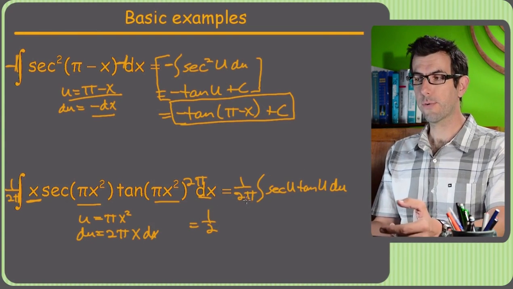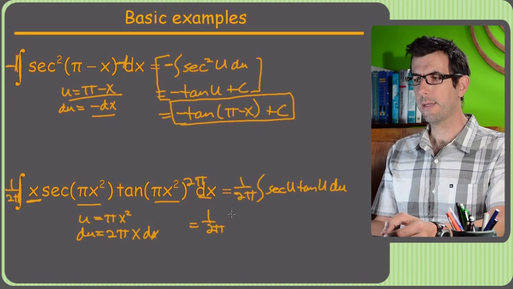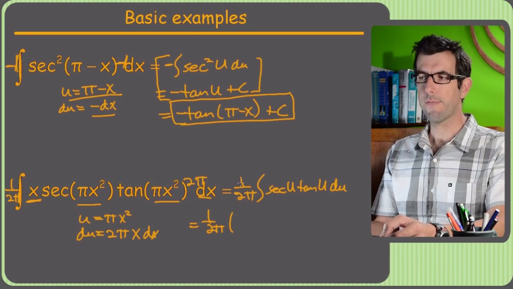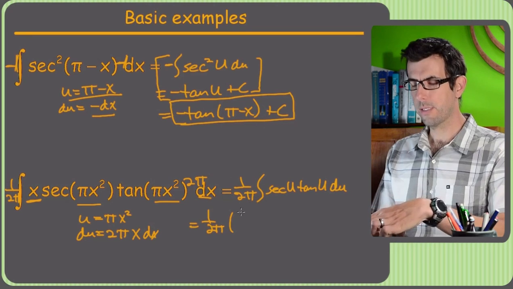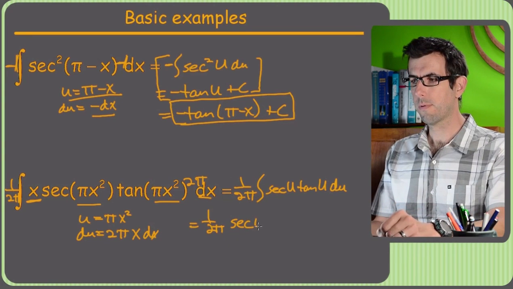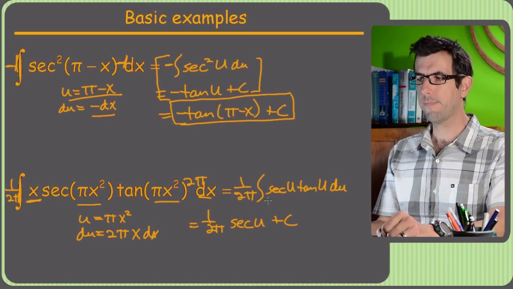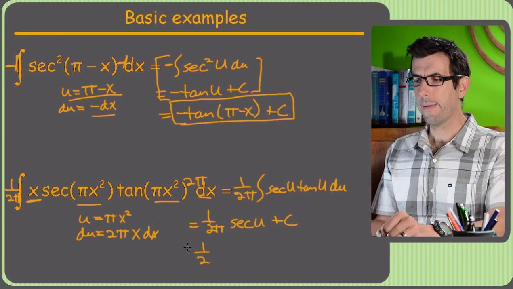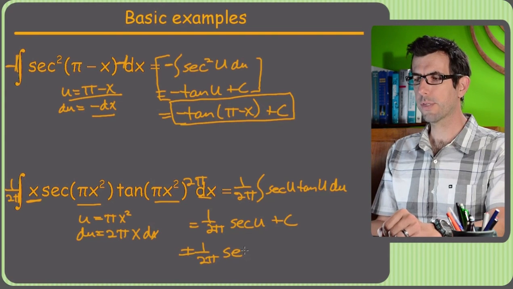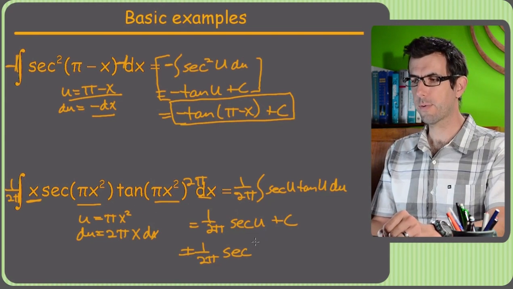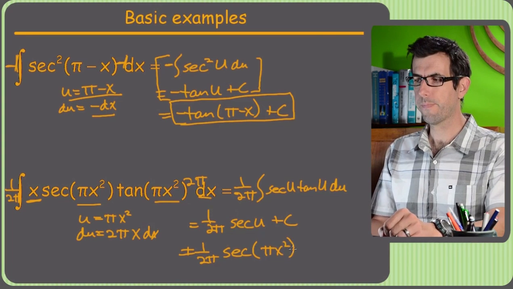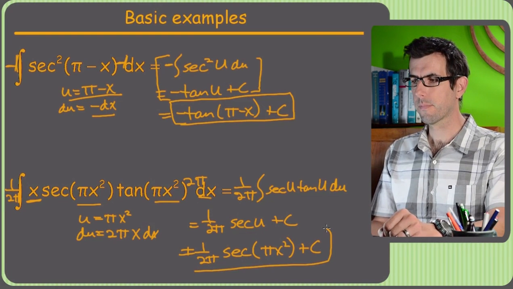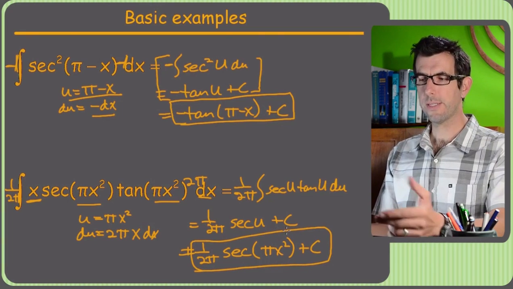So now when you actually do the integral, you got 1 over 2 pi, because that's what was out front, and then secant tangent integrates to secant of u plus c. It's quite a bit less complicated. Equals 1 over 2 pi times secant. Now we're just going to replace u with what u is, which is pi x squared. Alright, turned out to not be that bad.